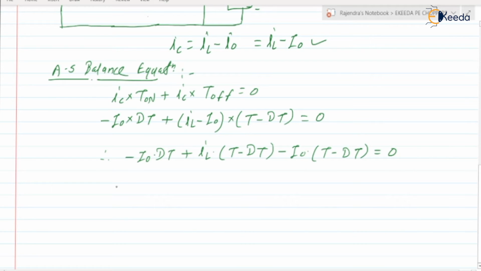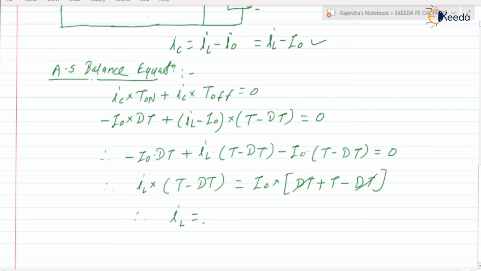Can we take I0 common, or shift all the I0 terms to the right hand side? Yes. IL into T minus dt is equal to I0 into dt plus T minus dt. So dt will get cancelled, and from this we can write IL is equal to I0 into T upon T minus dt.